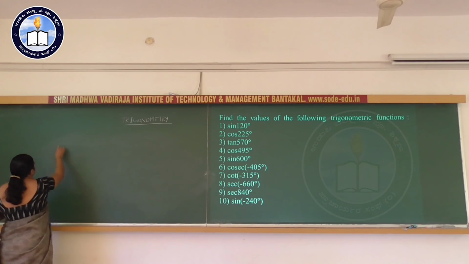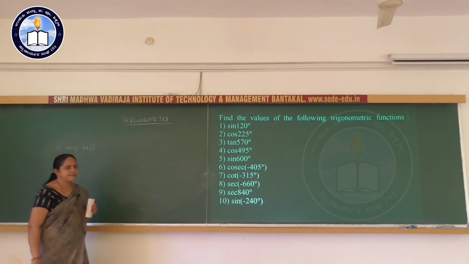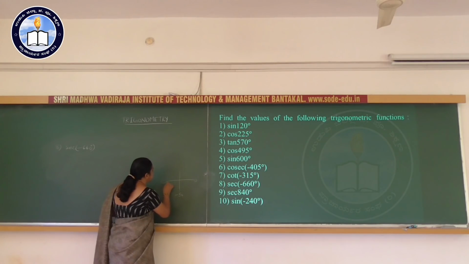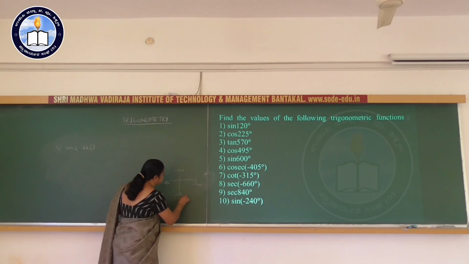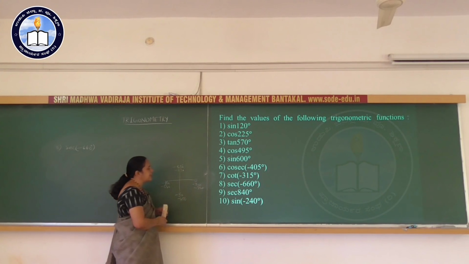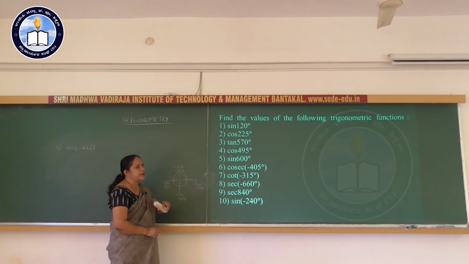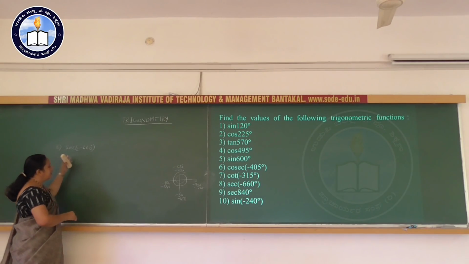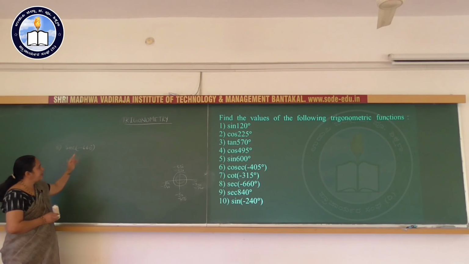Next, eighth problem. What is the value of secant minus 660 degrees? Where is minus 660 degrees? 0, minus 90, minus 180, minus 270, minus 360, minus 450 degrees, minus 540 degrees, minus 630 degrees, minus 720 degrees. So minus 660 degrees is in the first quadrant. In the first quadrant, all trigonometric functions are positive. So the answer is definitely positive. But how to find the value of secant minus 660 degrees? We can find the value very easily.